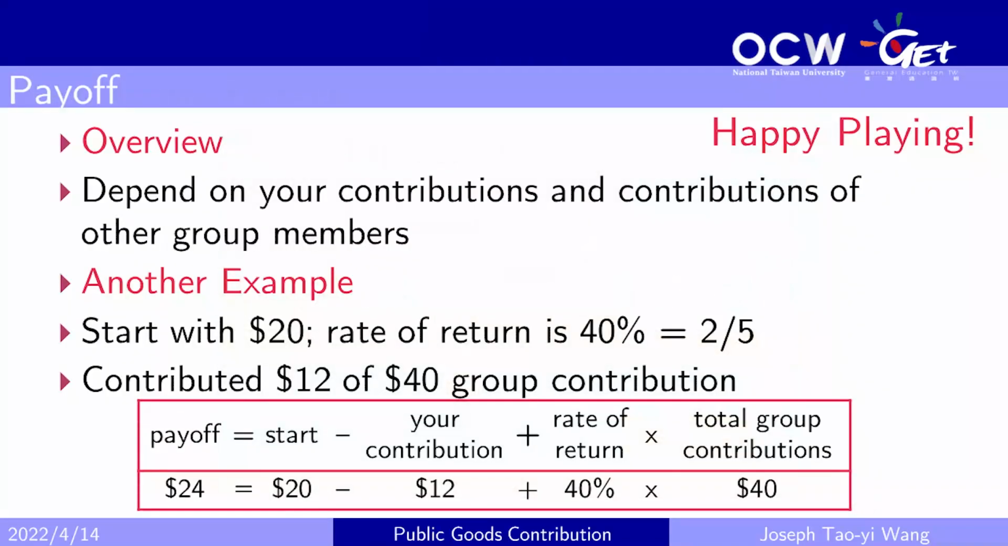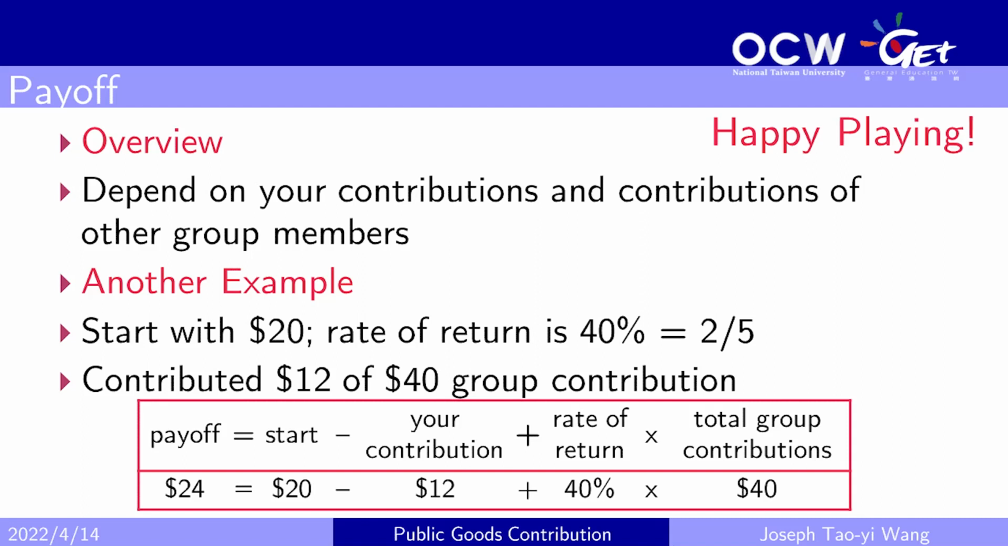Overall, your earnings depend on your contributions and the contributions of other people. If you start with $20 and the rate of return is 40%, and you contribute $12 while other people contribute 18 in total, then the total contribution is 30. You start with $20, you contribute 12, so you have $8 left. But because the total contribution for the whole group is 30, and the rate of return is 40%.